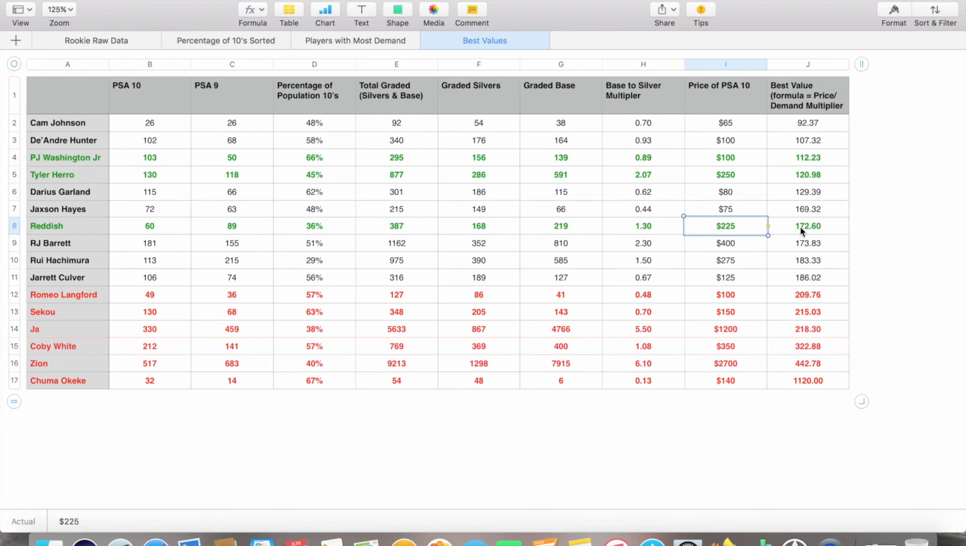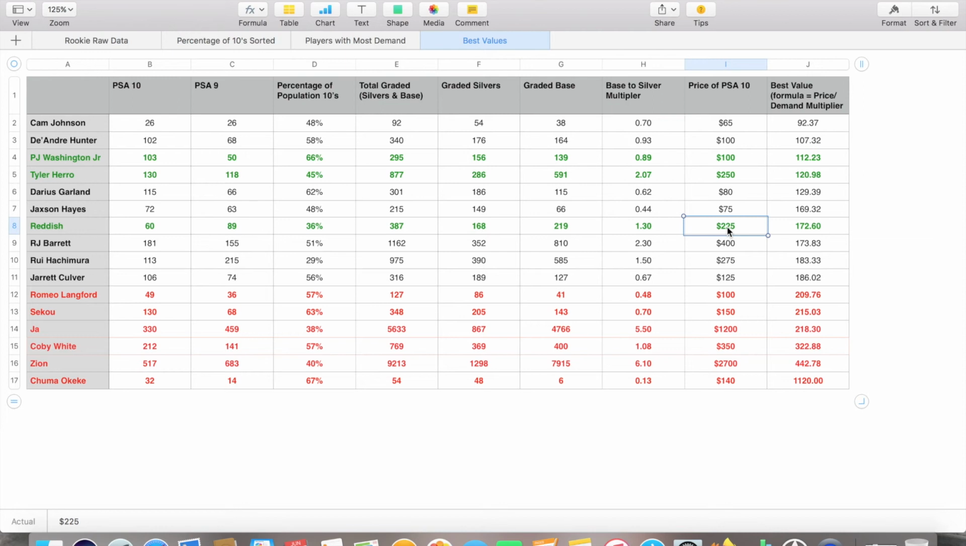That 172, that's putting him in the same prospect range as RJ Barrett, same prospect range as Jackson Hayes and Jarrett Culver. I believe Cam Reddish has the bigger upside, and with a very, very low percentage of PSA 10s, 36%, I think his premium right now makes sense. He's a small forward. He's sort of comparable to Paul George, with similar skill sets and similar upsides. So, the hobby loves these combo forwards, these 3-and-D, but also really good two-way players.